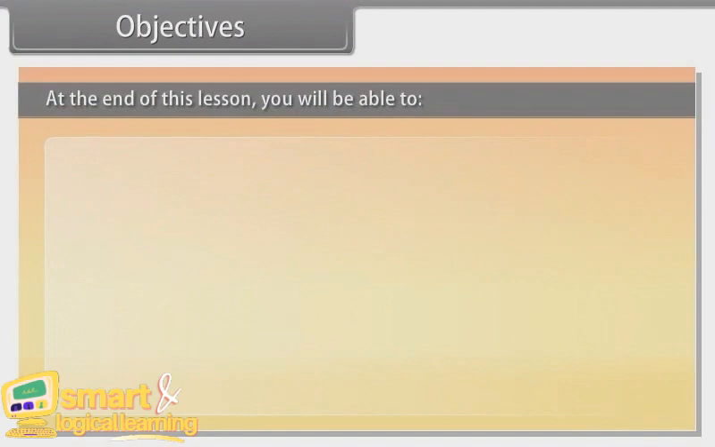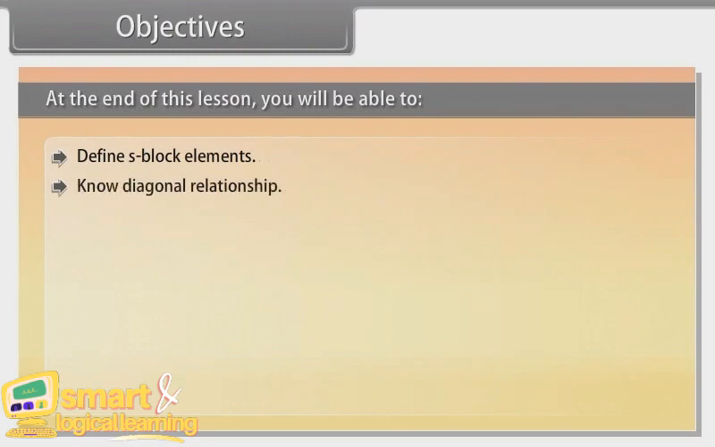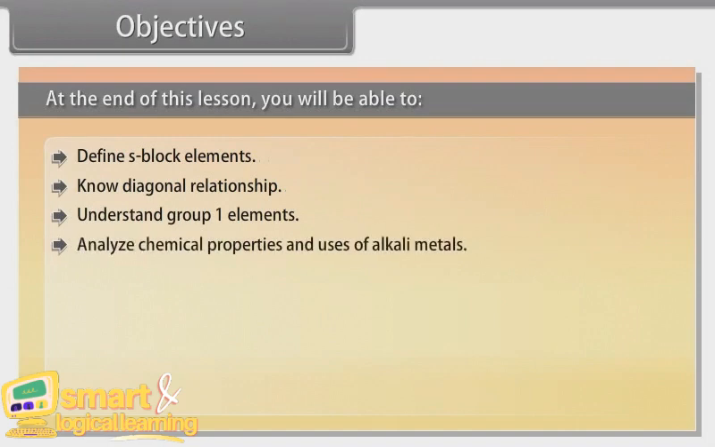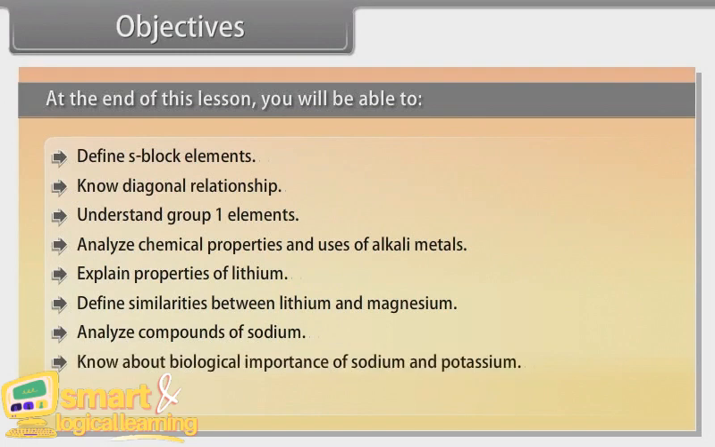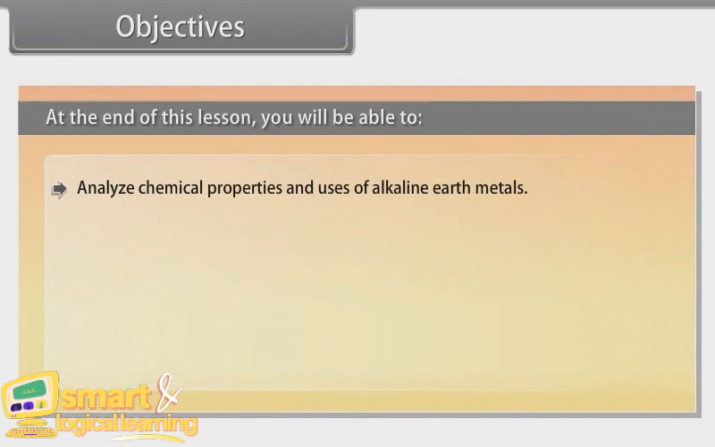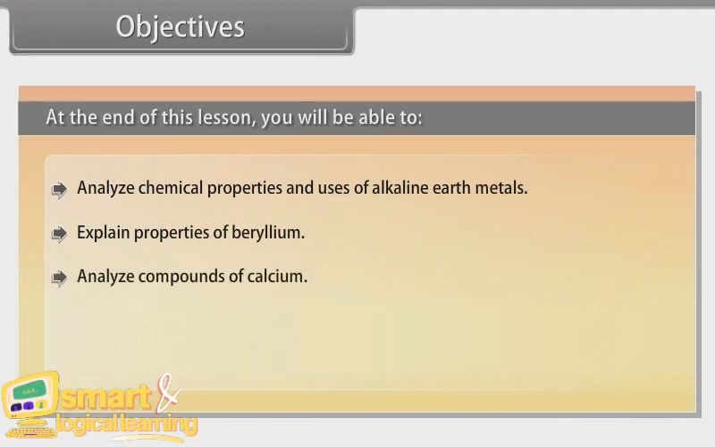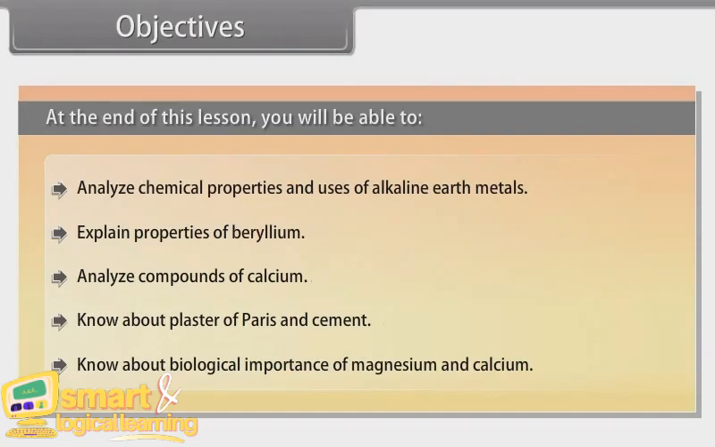Objectives. At the end of this lesson, you will be able to define S block elements, know diagonal relationship, understand group 1 elements, analyze chemical properties and uses of alkali metals, explain properties of lithium, define similarities between lithium and magnesium, analyze compounds of sodium, know about biological importance of sodium and potassium, understand group 2 elements, analyze chemical properties and uses of alkaline earth metals, explain properties of beryllium, analyze compounds of calcium, know about plaster of Paris and cement, know about biological importance of magnesium and calcium.